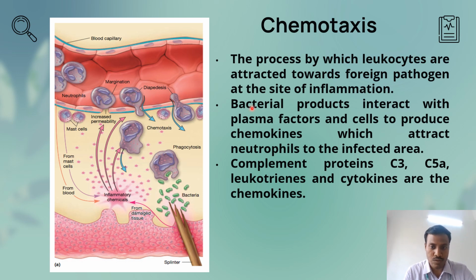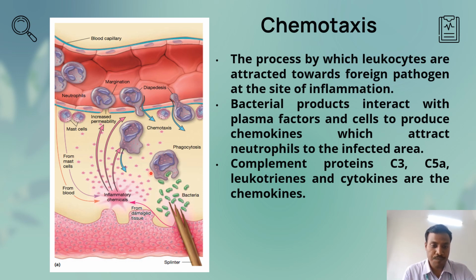called chemotaxis. So the bacterial products interact with the plasma factors and cells. They produce chemokinins. So the substances are called chemokinins. These chemokinins attract the neutrophils and other leukocytes towards the infected area or inflammatory area. So these inflammatory markers are called chemokinins. The predominant, most common chemokinins are complement proteins C3 and C5a, and also leukotrienes and cytokines. All these are collectively called chemokines.